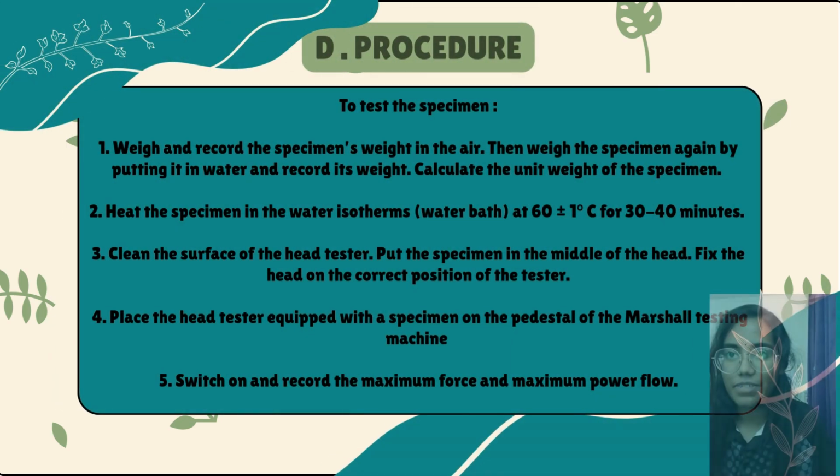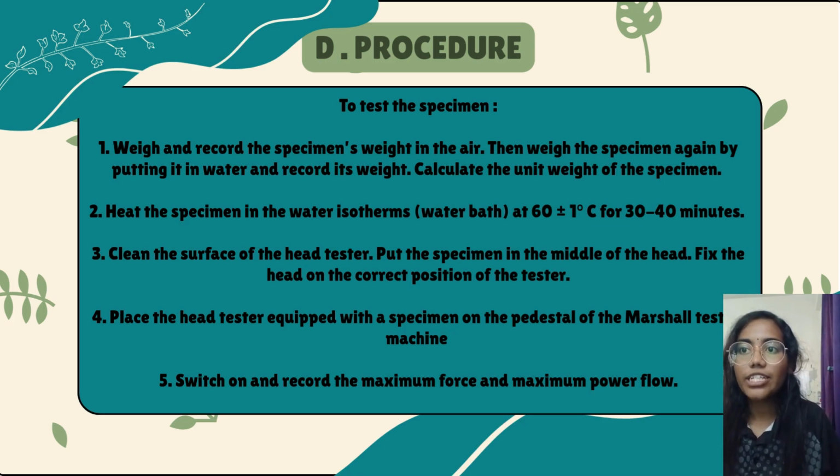To test the specimen, first weigh and record the specimen's weight in the air. Then weigh the specimen again by putting it in water and record its weight. Calculate the unit weight of the specimen. Second, heat the specimen in the isotherm water bath at 60 Celsius for 30 to 40 minutes.